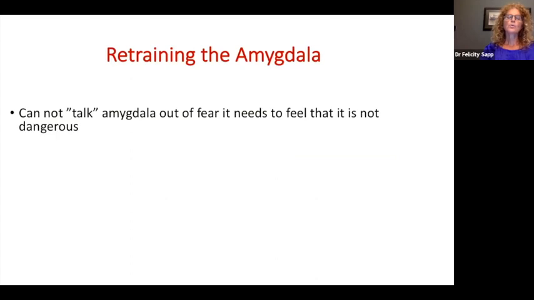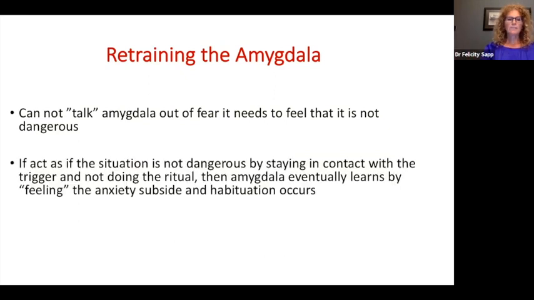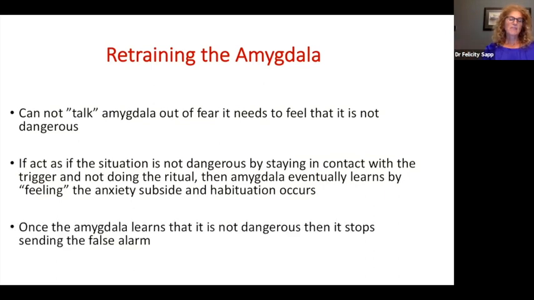So when we're training the amygdala, we can't talk the amygdala out of its fear. It's in that feeling part of the brain, so it needs to feel that it's not anxious. And by having your patient act as if the situation is not dangerous, by staying in contact with the trigger and not doing the ritual, then the amygdala eventually learns and it feels the anxiety subside and habituation occurs. And then once it learns that it's not dangerous, then it stops sending that false alarm.